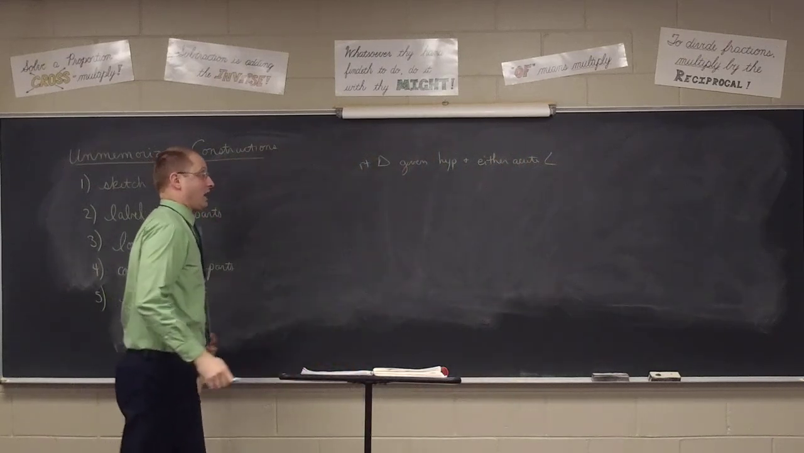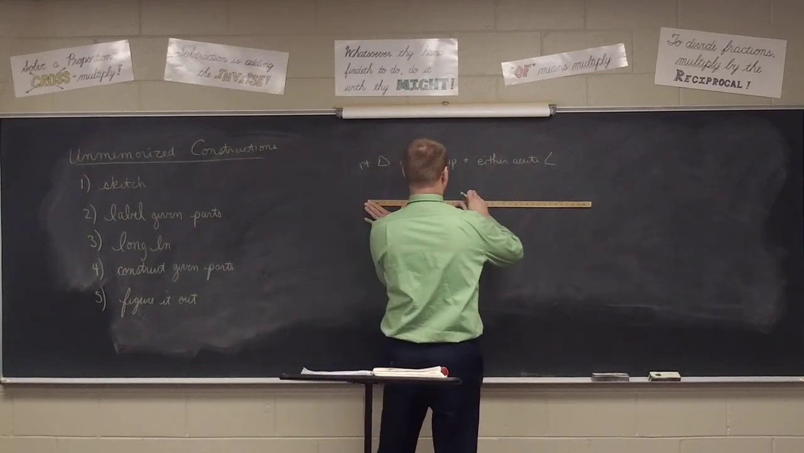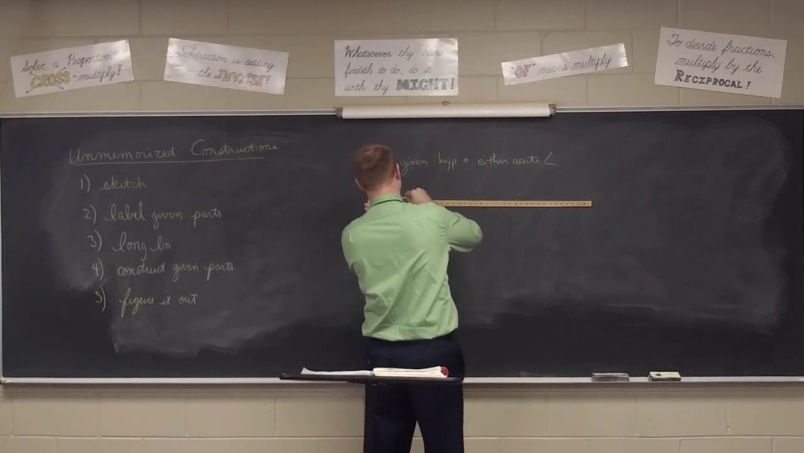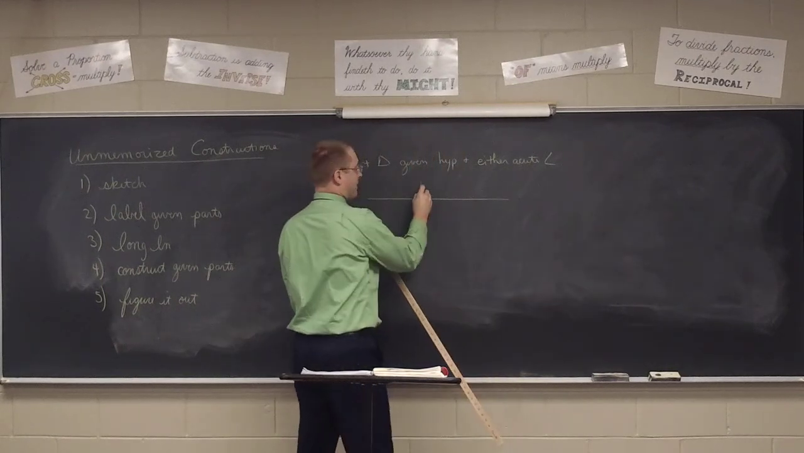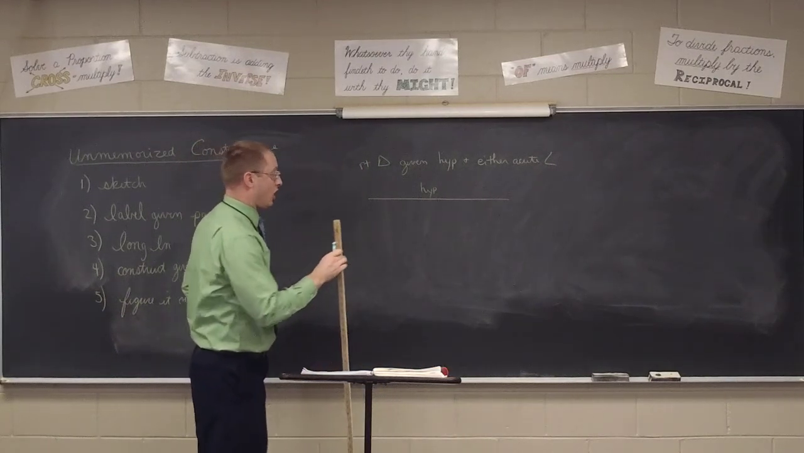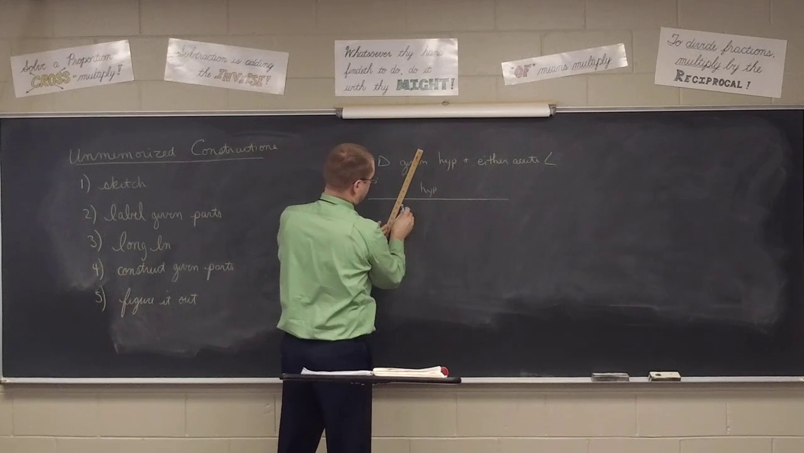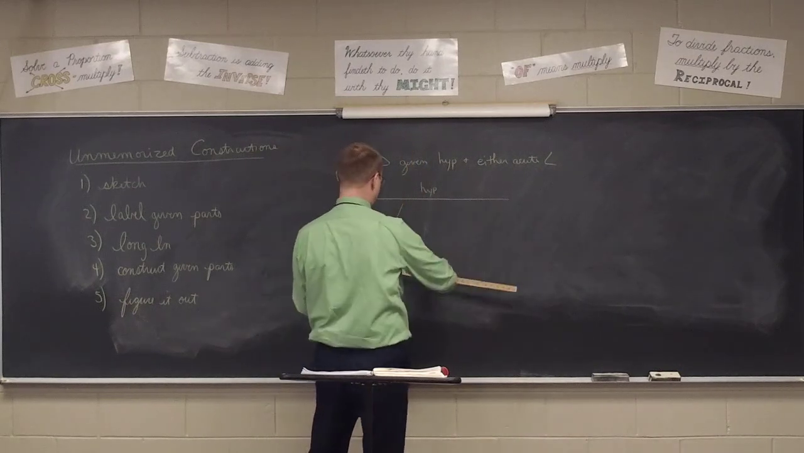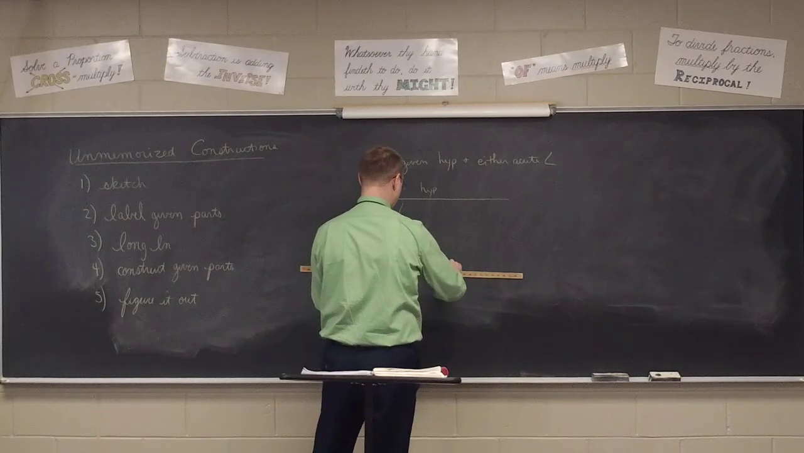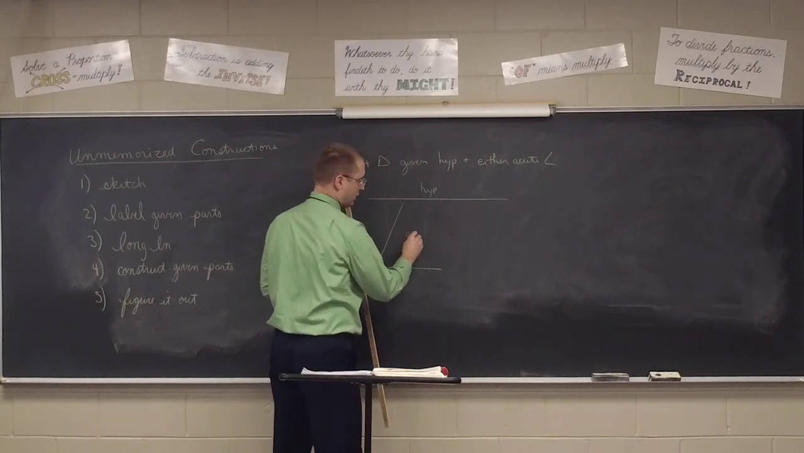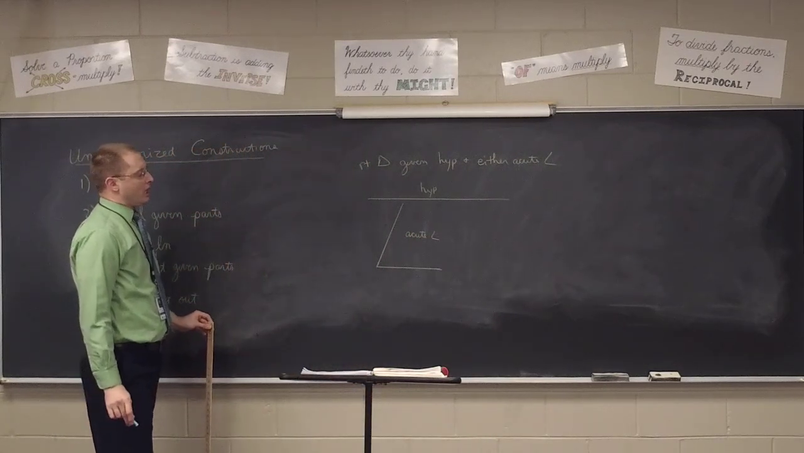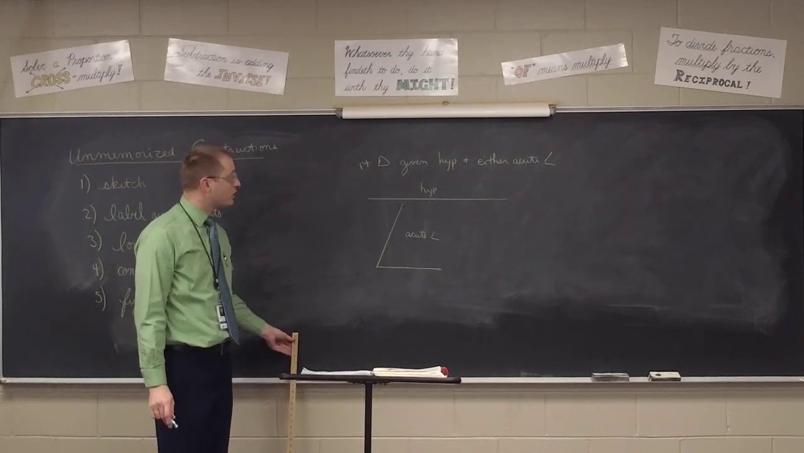So go ahead and draw a decent length line, maybe 2 or 3 inches, because the hypotenuse is supposed to be the longest line, isn't it? So I need to give myself a fairly long line, call it hypotenuse. And then either acute angle, it doesn't really matter which one, so just draw some acute angle and call it acute angle. I'm going to draw a little bit bigger acute angle this time. And so that's what I'm supposed to construct, a right triangle.